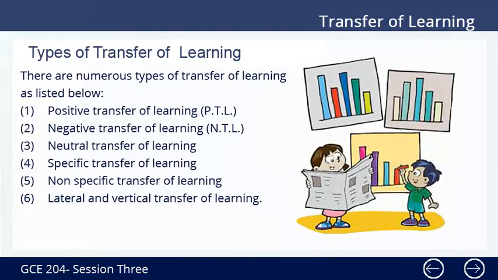Types of transfer of learning. There are numerous types of transfer of learning as listed below. 1. Positive transfer of learning, PTL. 2. Negative transfer of learning, NTL. 3. Neutral transfer of learning. 4. Specific transfer of learning. 5. Non-specific transfer of learning. 6. Lateral and vertical transfer of learning.